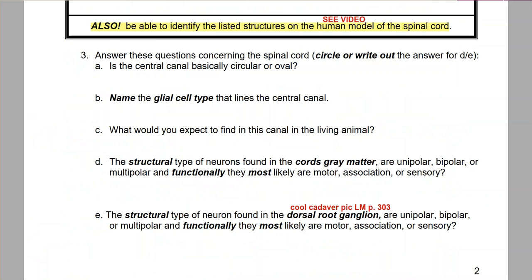All right, so under the spinal cord cross-section image, there are some questions. Should be pretty review. So remember about the cells that line the central canal of your spinal cord. And then there's some questions about different types of neurons that you're going to see in different places where you have to kind of identify structure and function of neurons. This is the dorsal root ganglion that we just spent a bunch of time looking at. There's a cool cadaver picture in your lab book if you want to check it out in your lab manual.